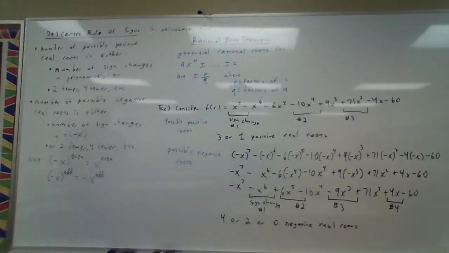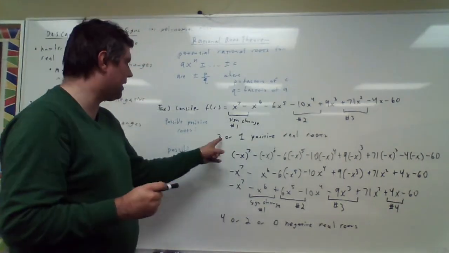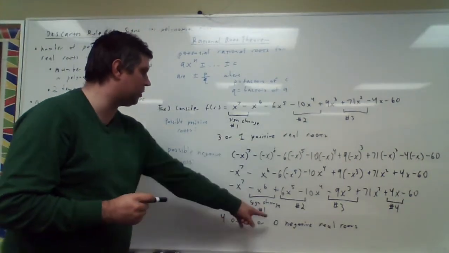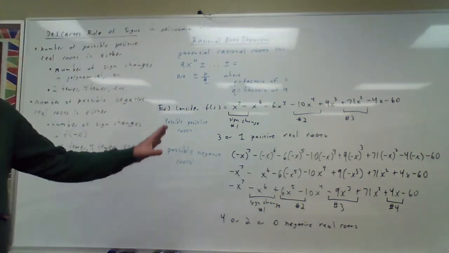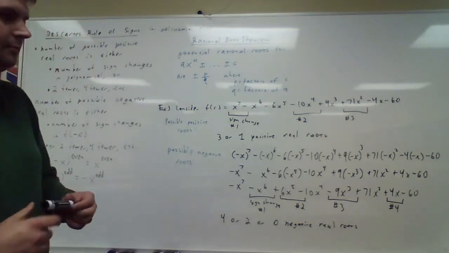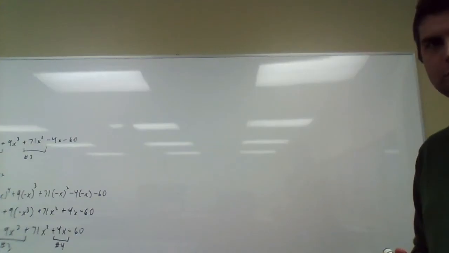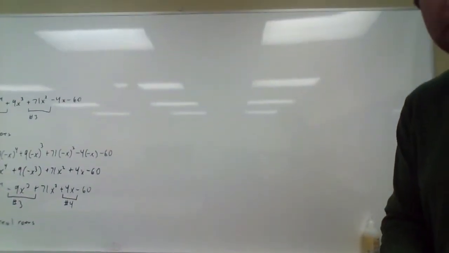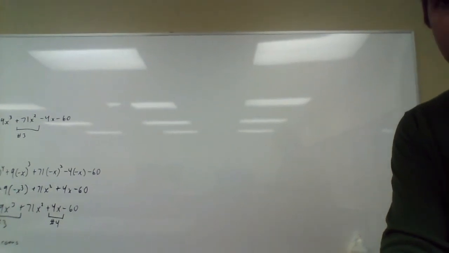All right, so what we determined is that there's either going to be 3 or 1 positive real roots, and 4, 2, or 0 negative real roots. Okay? So now I propose to solve this using the rational root theorem. So give me a moment, I'm going to move this table. All right. Looks like I'm doing fine for board space now. Move this over a little bit.